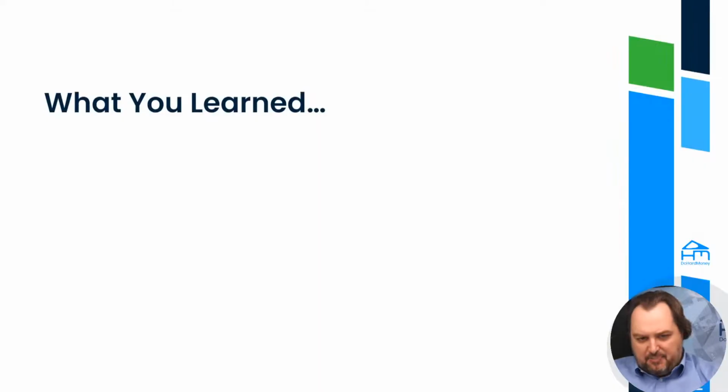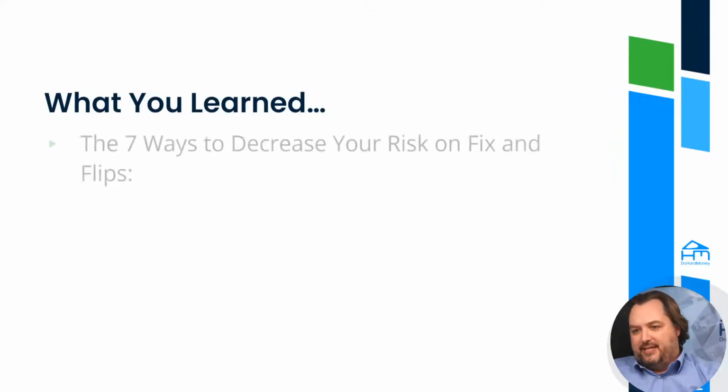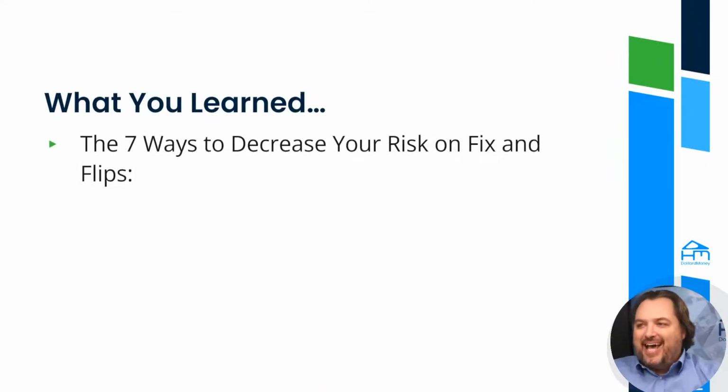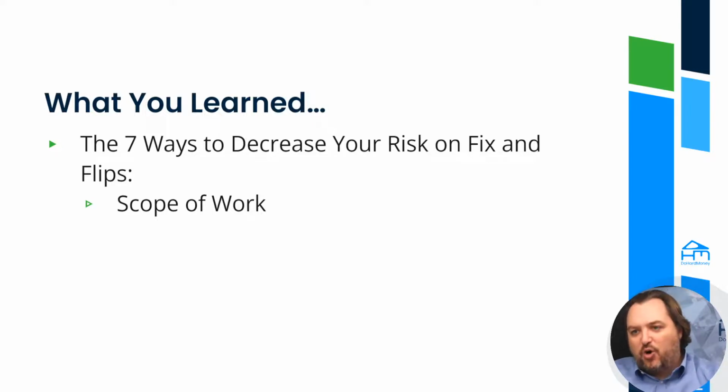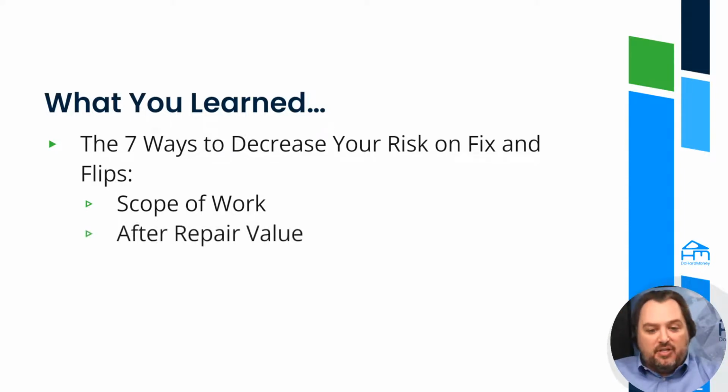Now, let's just recap this. What have you learned today? We've gone through the 7 ways to decrease your risk on fix and flip properties. Number 1 is the scope of work. Having a great scope of work and having that outline. What are we going to do to the property? How does that compare to the properties that have actually sold? And is my property going to be better, worse? Those are the things we're looking at.